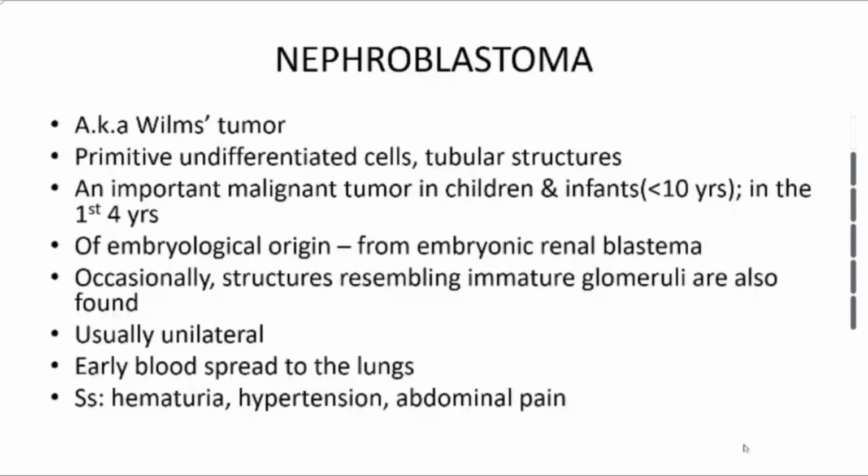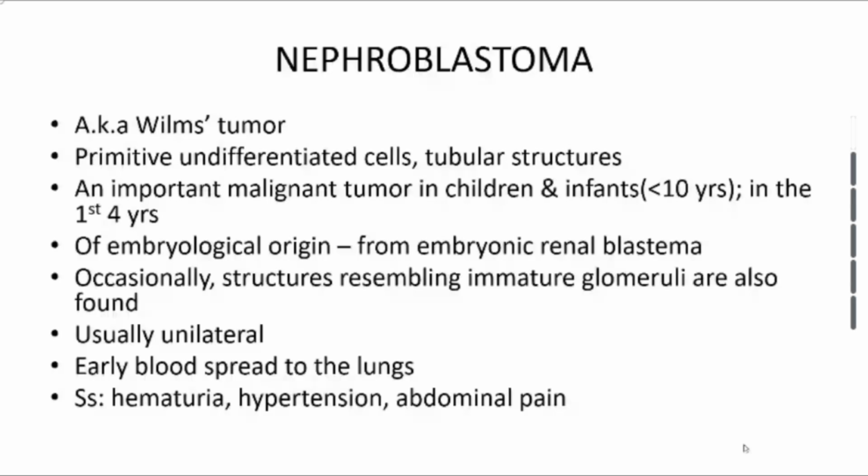So it's an important malignant tumor in children and infants, less than 10 years mostly. And it tends to be more common in the first 4 years. So a child between 1 year and maybe 4 years or earlier is more commonly affected, but mostly less than 10 years. It is thought to be of embryological origin from embryonic renal blastema. So it could be originating from these embryonic cells, the blastema, and that's what we call nephroblastoma. Occasionally you look at it and see structures that resemble immature glomeruli.